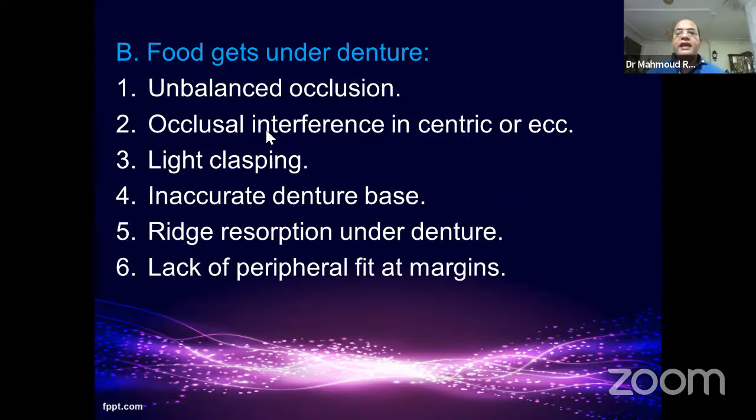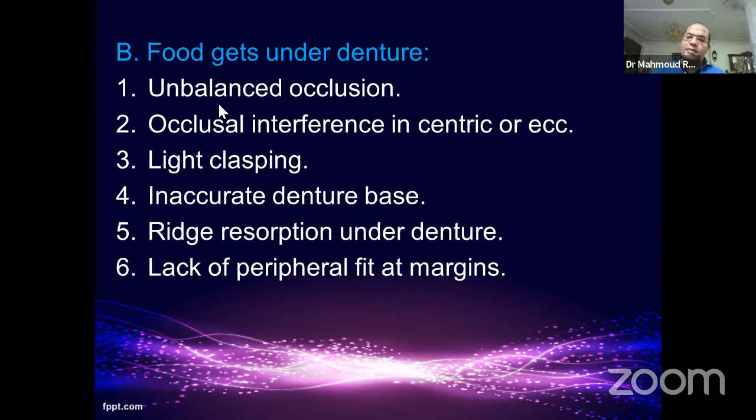If the patient complains that food gets under his denture, that means we have an unbalanced occlusion that leads to denture displacement, and then the food gets under the denture base. We may have occlusal interference in centric or eccentric. We may have loose clasping if we have a partial denture. Inaccurate denture base.